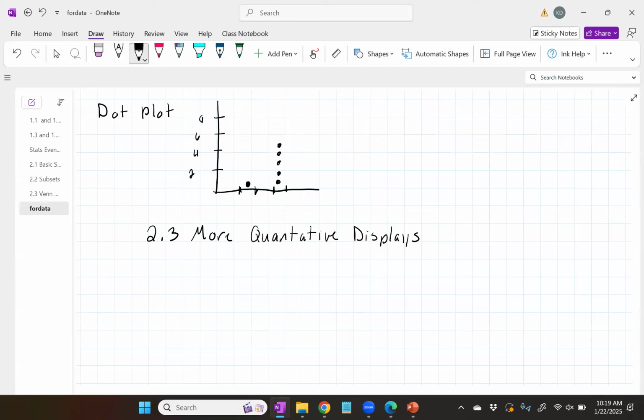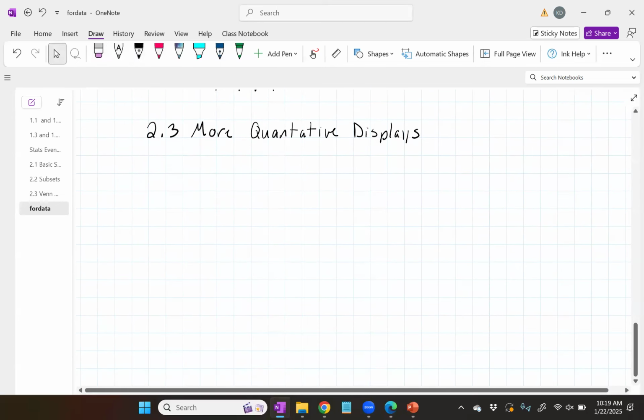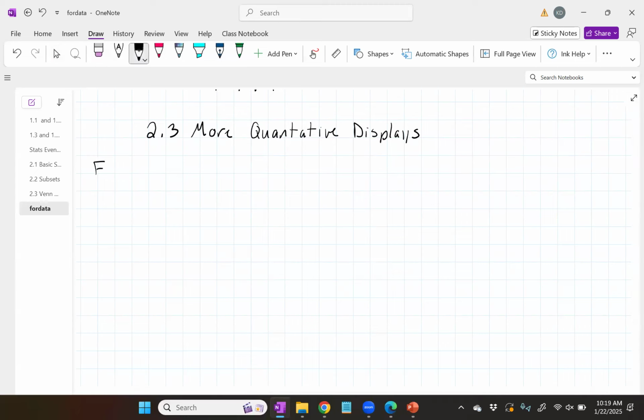More quantitative displays. There are three we're going to look at here. The first one is our frequency polygon. This is honestly just a histogram, but instead of using bars, we're going to use a line to connect them.